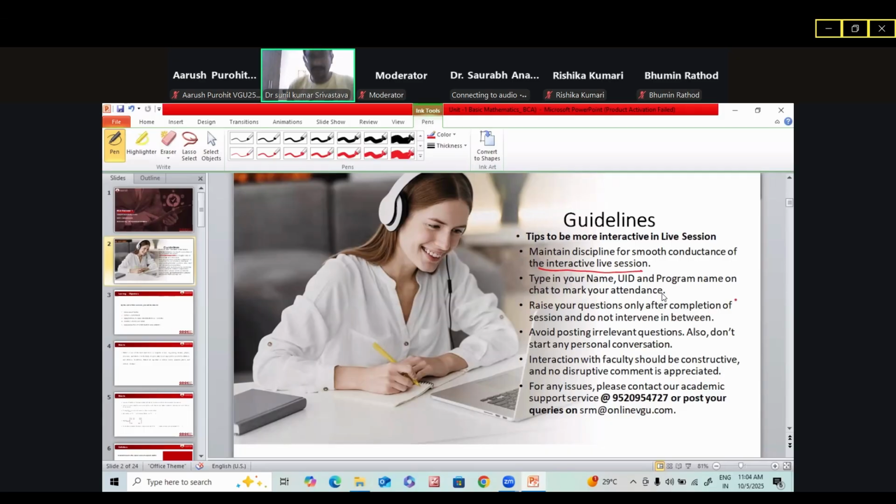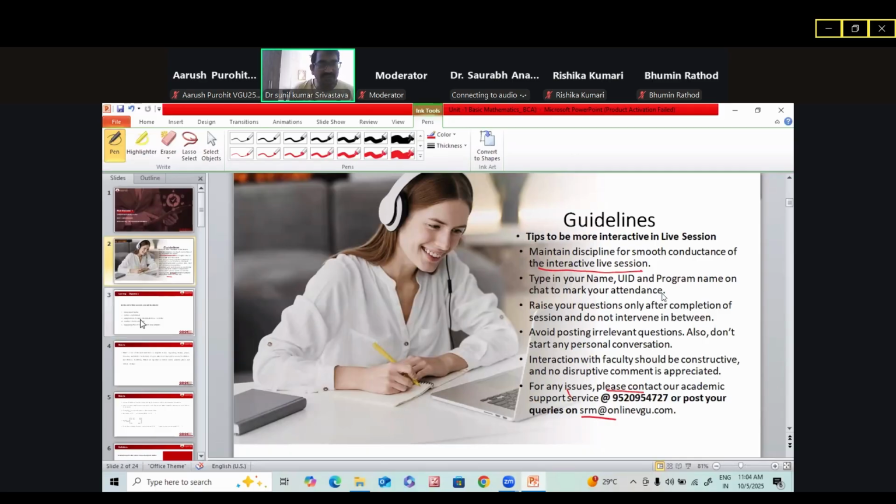We have to maintain discipline during the sessions. And finally, you have to avoid posting any irrelevant questions during the sessions. Interaction with the faculty should be constructive, with no descriptive comments. For any issues or queries, you can contact the given support numbers or email IDs.